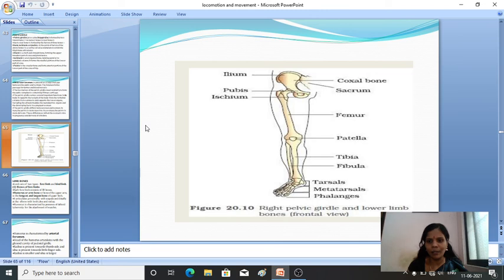So you can see the different parts which are associated with the pelvic girdle. This is a coxal bone, and this is the sacrum, ilium, pubis, and the ischium, and this is a femur. It is the longest bone in the body, and patella, and this is the tibia, fibula, tarsal, metatarsal, and phalanges. These are the bones. Okay, this part we'll discuss later. Hope this region, the pelvic girdle, is clear to you.